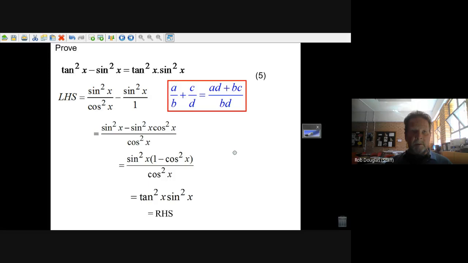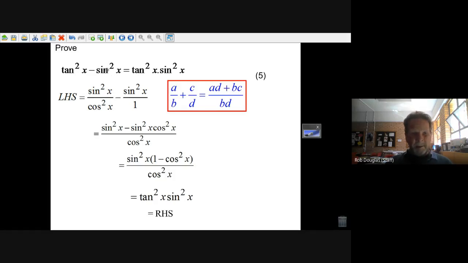Okay, that sounds interesting. What you do is you start with one side. Let's take the left-hand side. And this is what you do. First, you see this tan squared. Well, you know that tangent is really sine over cosine. So tan squared is really sine squared over cos squared.